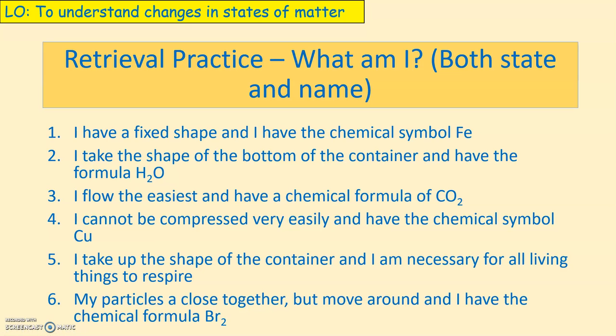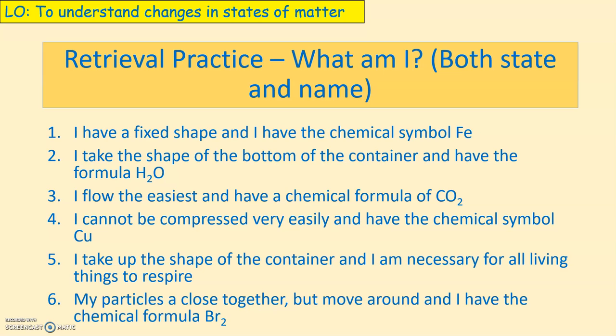So the first question is the "what am I" question: I have a fixed shape and I have the chemical symbol Fe. First of all, let's break this down. The first part says I have a fixed shape. Thinking about what we've learned from last lesson, solid, liquid, and gas, let's think about how they are arranged. Which of the states have got a fixed shape? And the answer is solid, okay?